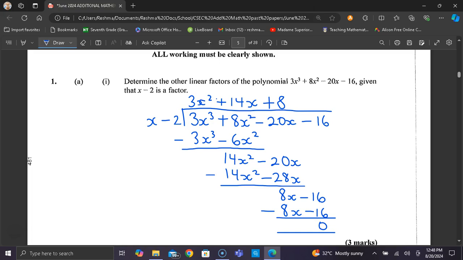So the question says to determine the other linear factors of this polynomial. If we divide our polynomial by this linear factor, we get a quadratic. We have to break up this quadratic into the two other linear factors, which means we need to factorize the quadratic. So let's do this on the side.